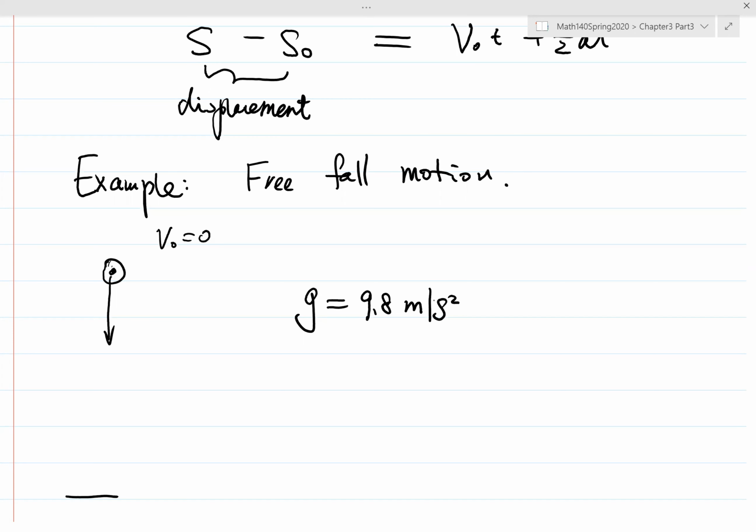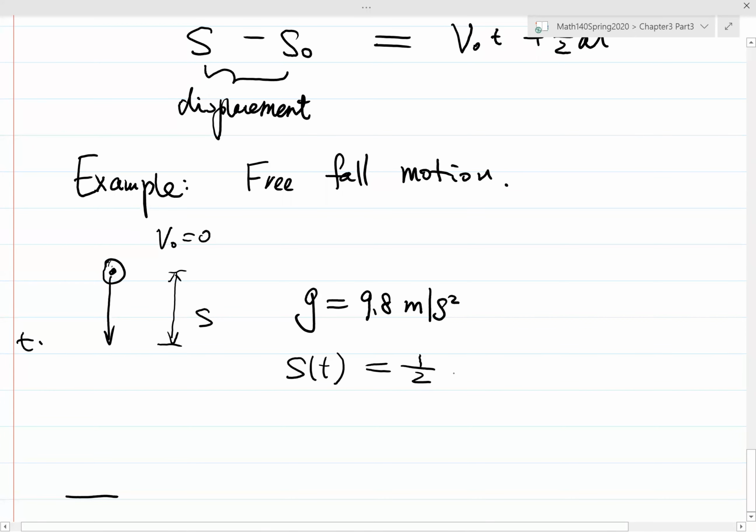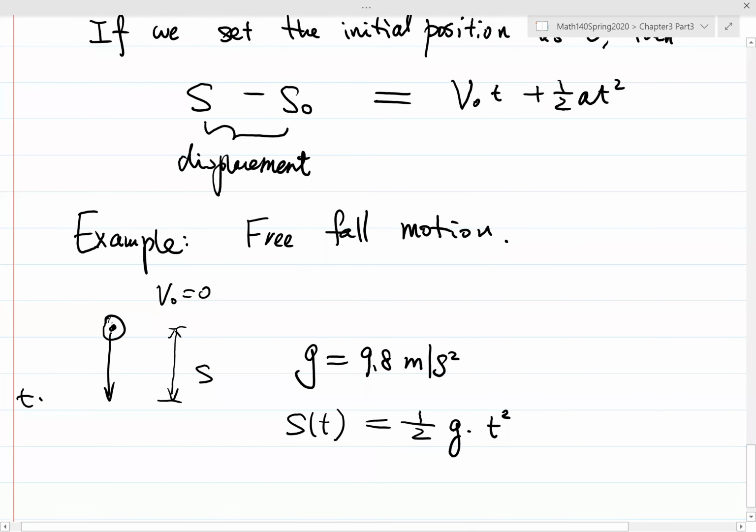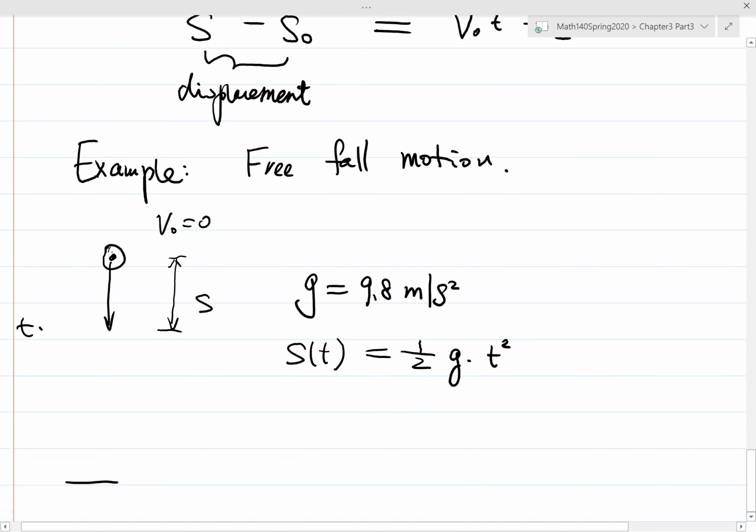On the Earth, the g is determined by the Earth, so it's 9.8. So on the Earth, the free fall motion will be s, and we choose our initial point to be 0. So s at time t will be 1/2 g t squared, with v0 being 0 and a being g. So the free fall motion is this.